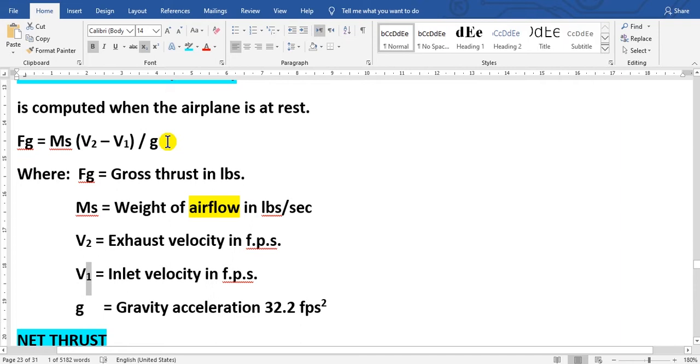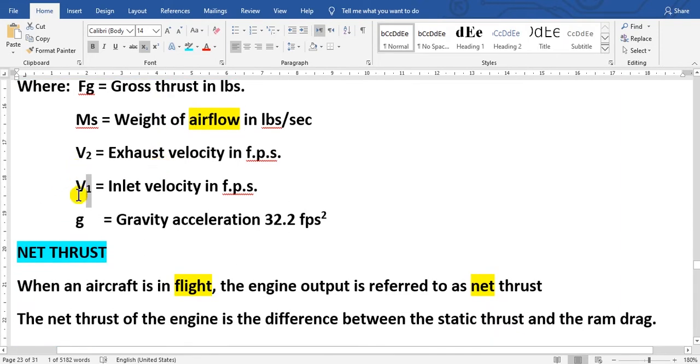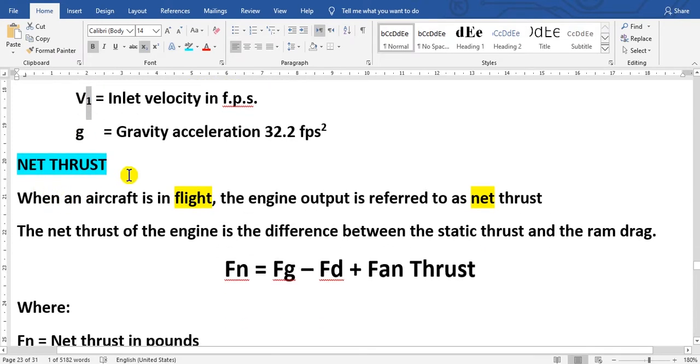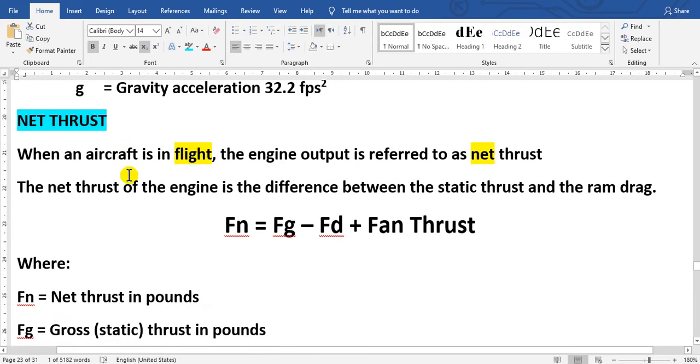Here is the formula. Fg means gross thrust, static. Ws here is the weight of the flow of air. V2 minus V1: this is the output velocity, this is the inlet velocity, and this is the gravity. Here, V2, V1. Net thrust of the core until here, until the core, but this part is from the fan.